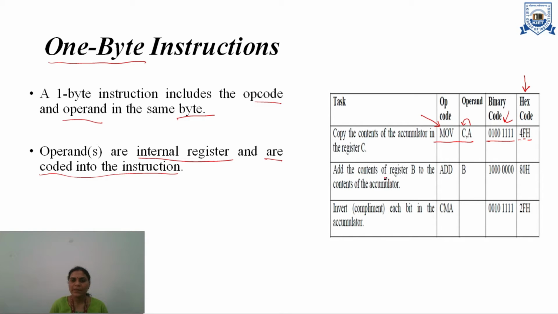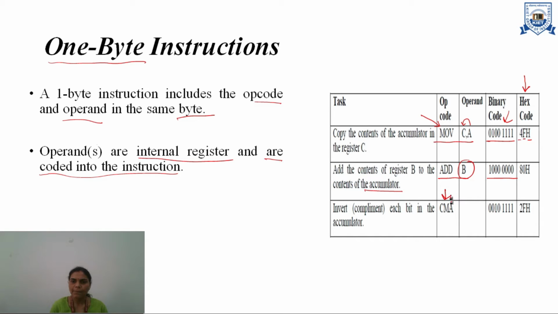Next example is: add the content of register B to the content of the accumulator. So here we can take another example, ADD B. Here only one operand is specified. That means the other operand is implicit, and this operand is stored in the accumulator.